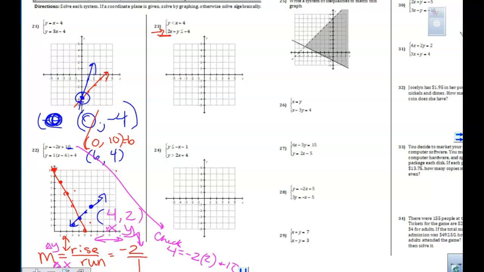But now I'm on 23. 23, Sophia, we want to graph it. First one's already set up really nice for us. What do we need to do? Start where?